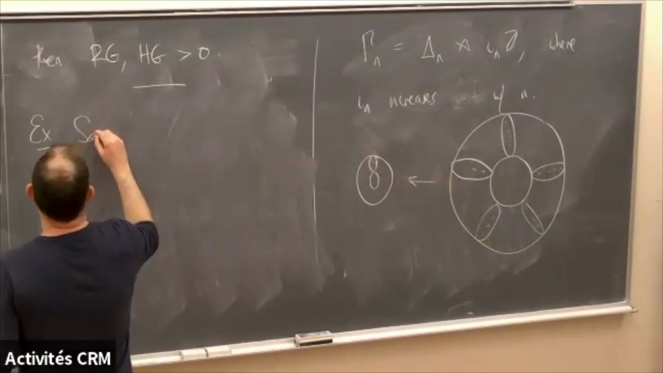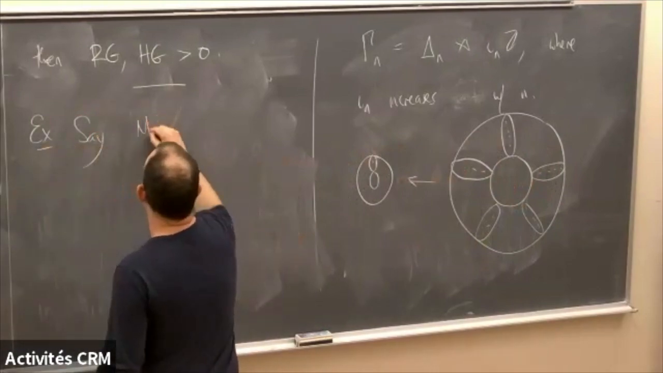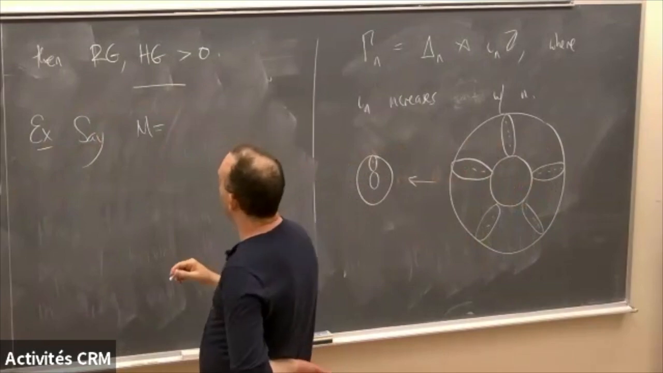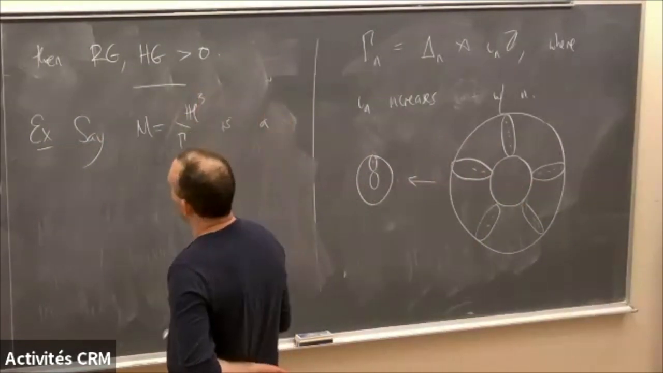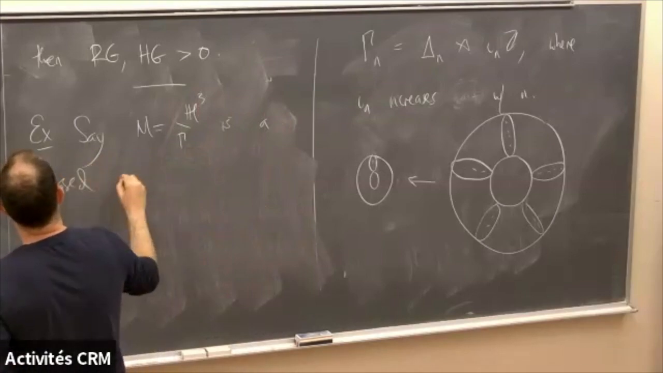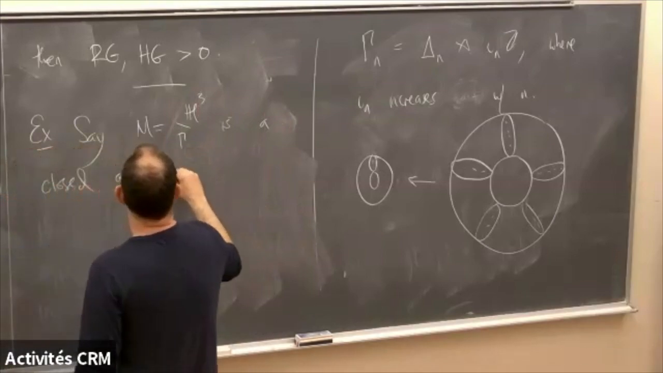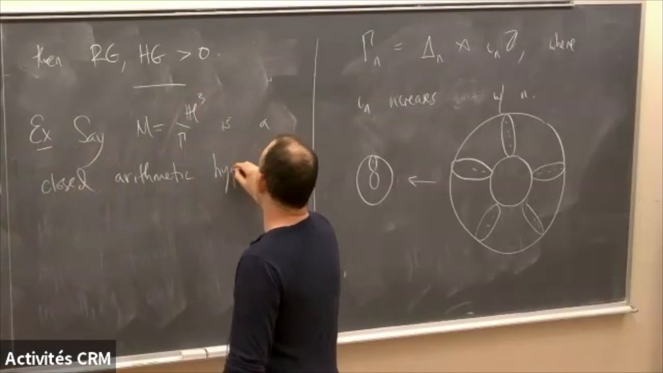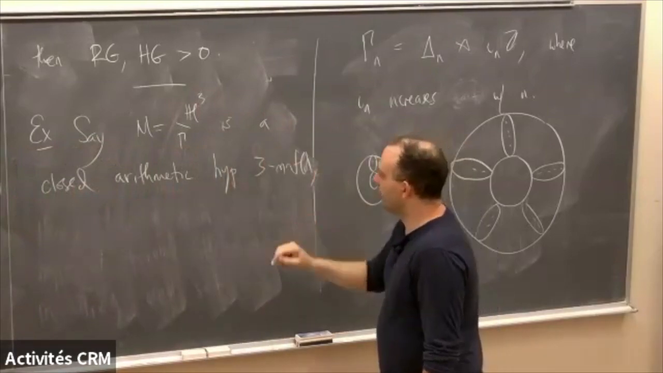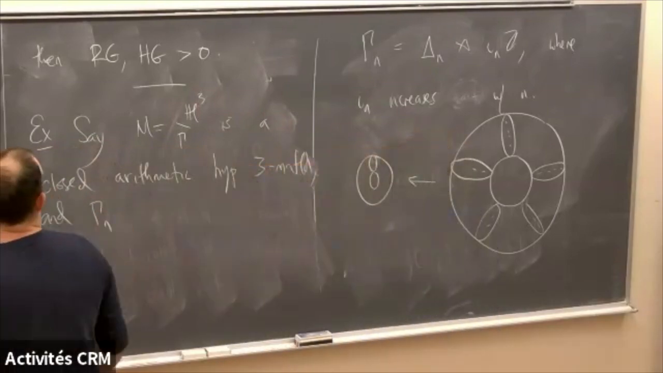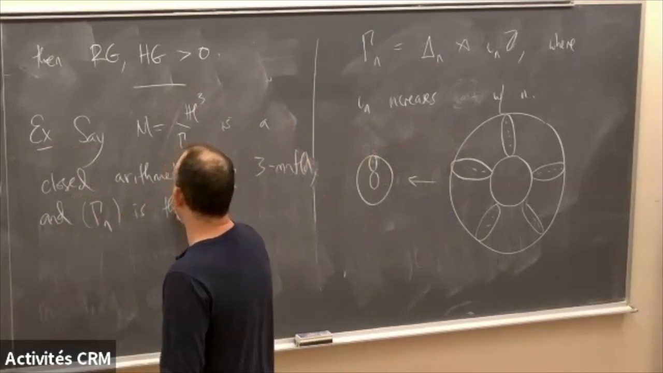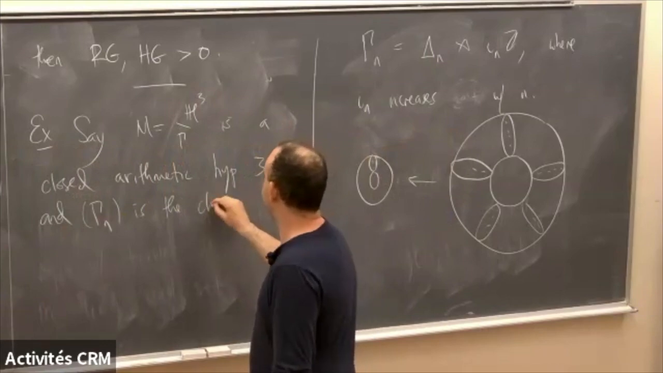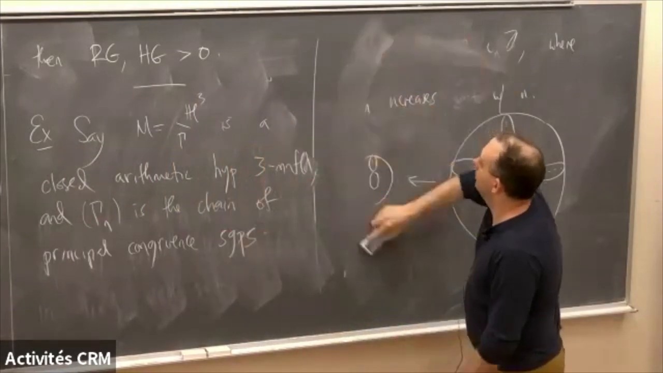So let's say that M equals H3 mod gamma is a closed arithmetic hyperbolic 3 manifold. Okay, and gamma n is the chain of principal congruence subgroups.